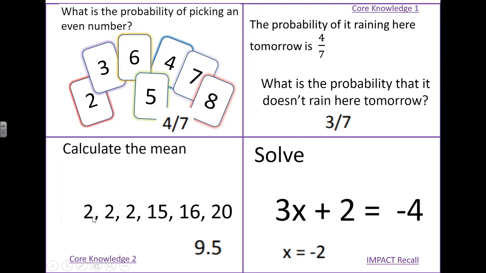Calculating the mean, we're going to add them all up and divide by 6 to get the mean as 9.5. And to solve this one, we're going to do the inverse operation. So we're going to subtract 2 from the minus 4, so 3x equals minus 6, and divide by 3 to get x equals minus 2.